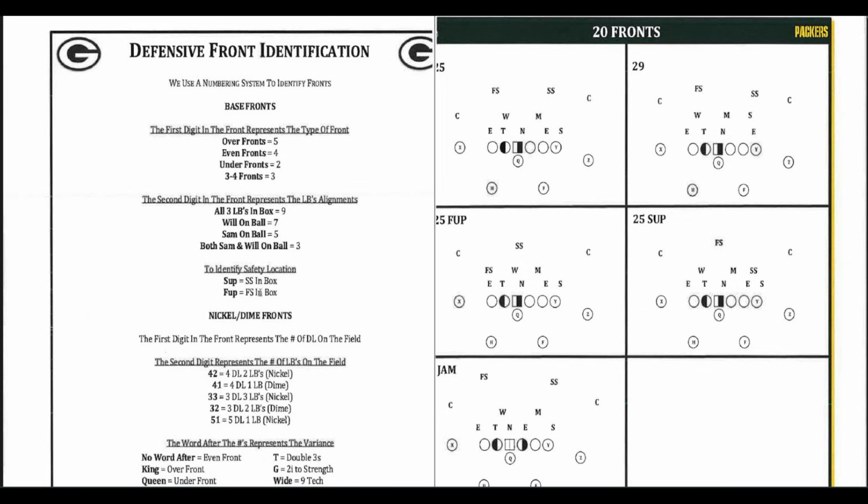And then for the safeties, you've got SUP and FUP for the strong safety in the box or the free safety in the box. So that's your base fronts, how they identify with that number system. And we'll see that here on the right.